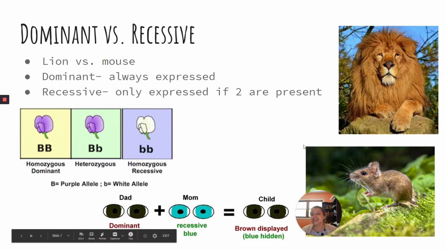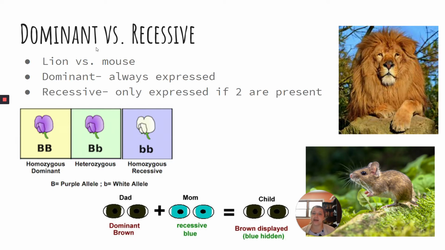So let's talk about the words dominant and recessive, not in an animal sense, but in a hereditary sense. A dominant gene is always going to be expressed. It's kind of like the big brother: I'm always going to be expressed. And the recessive is only expressed if two are present. So they have to have their friends behind them. They're kind of shy, like, I've got to have backup.